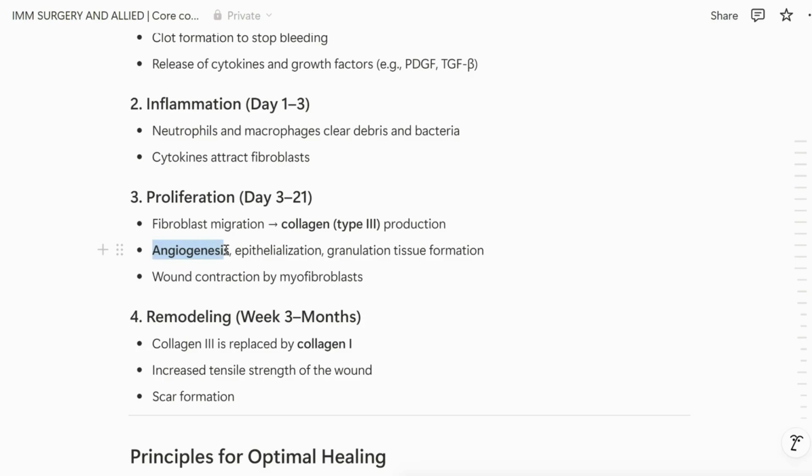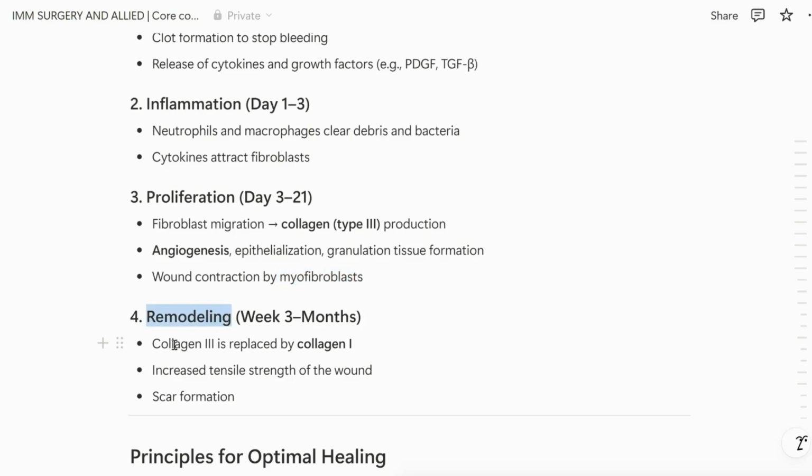This is followed by angiogenesis, epithelialization and granulation tissue formation. So there is an important point that the initial tissue which is laid down in the proliferative phase is known as the granulation tissue. After this, wound contraction will be done by the myofibroblast. Then we will be having the remodeling phase.